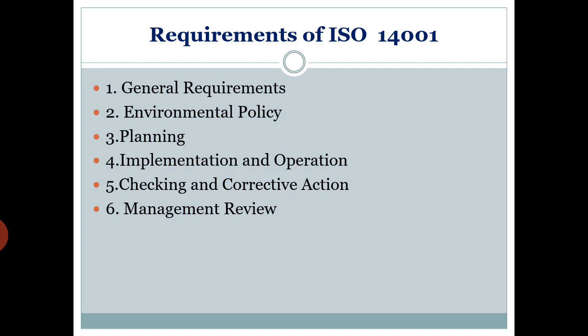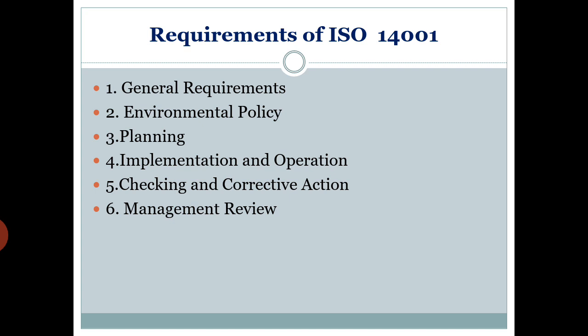The third requirement is planning. This area contains 3 elements: environmental aspects, that is the first one. Second one, legal and other requirements. Third one, objectives, target, and environmental management program or programs.